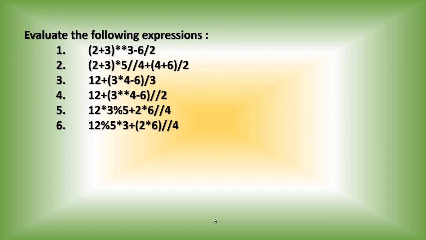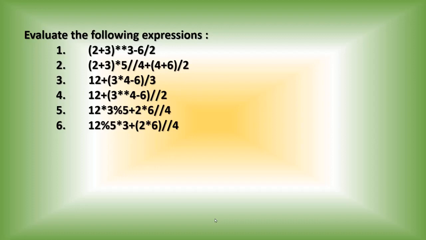And now the expression will be 125 minus 6 by 2. There is minus, and there is division. Which has the higher precedence? Division has the higher precedence. So you will do 6 by 2 first.